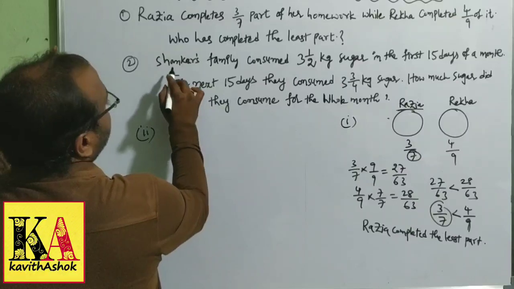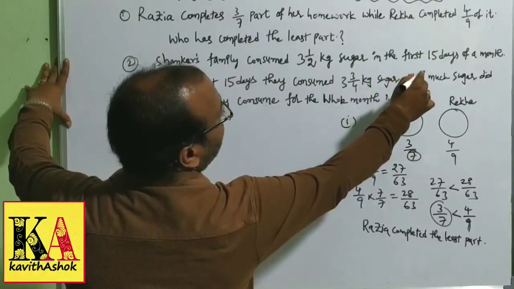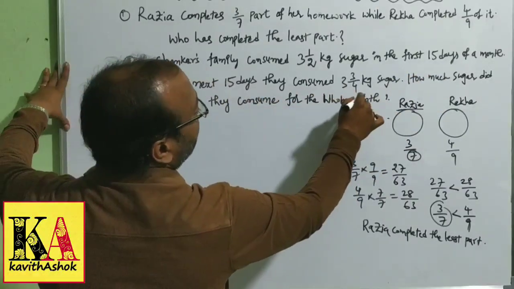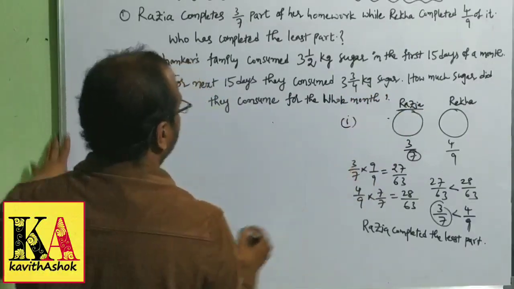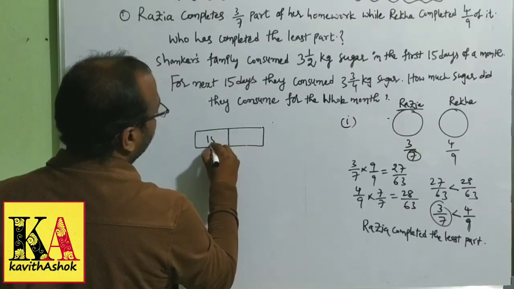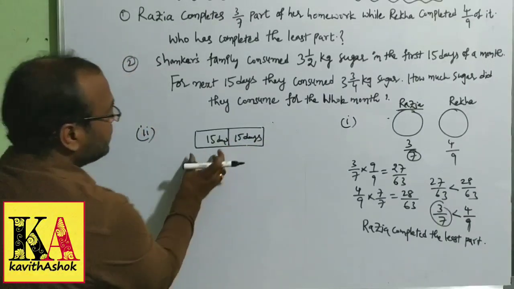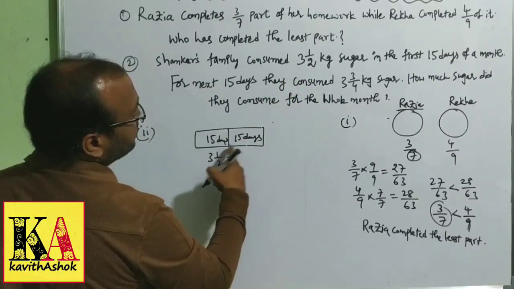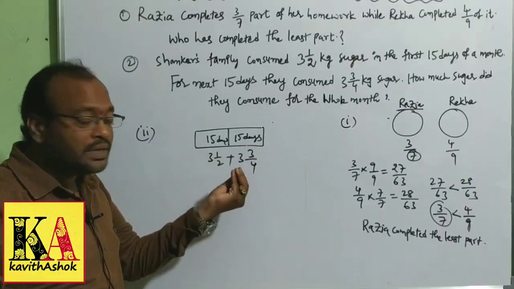What does it say? Shankar's family consumed 3 1/2 kg sugar in the first 15 days of a month. For the next 15 days, they consumed 3 3/4 kg of sugar. How much sugar did they consume for the whole month? So we will take the whole month here, 15 days as one part and 15 days as another part. First 15 days they consumed 3 1/2 kg of sugar, plus next 15 days 3 3/4 kg of sugar. In the total month, how much did they consume?